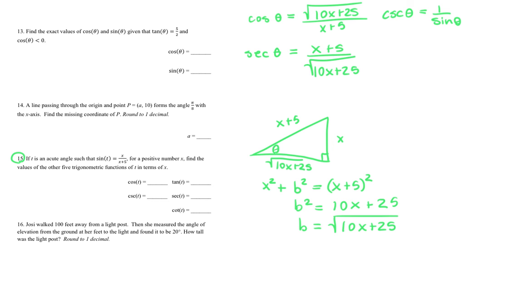So in this case, that should be just x plus 5 over x. Okay, great. What else do we have left? We have tangent and cotangent.